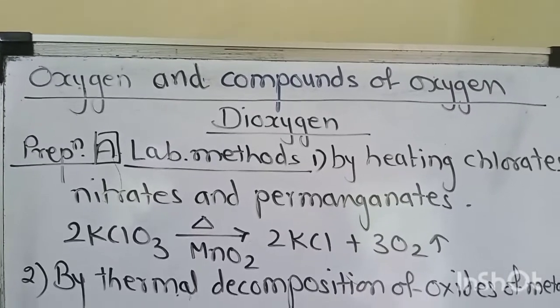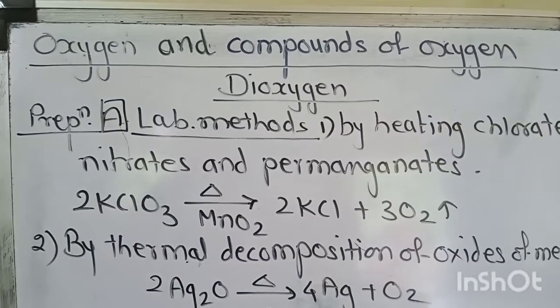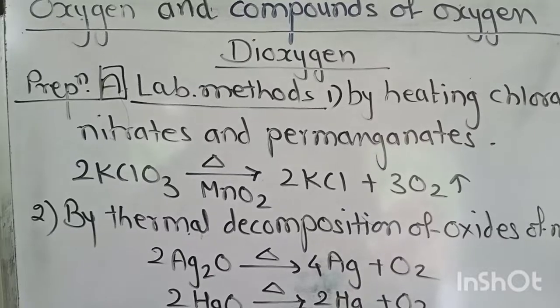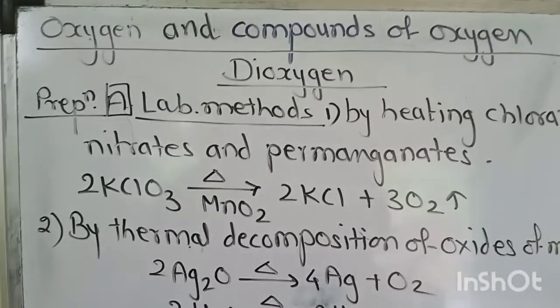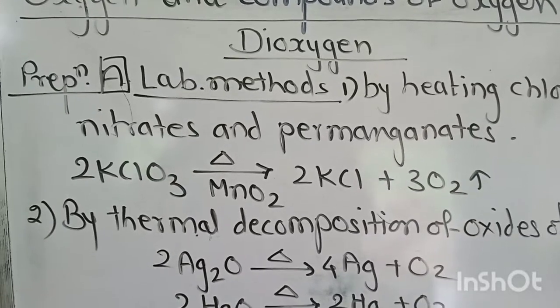This was the omitted portion, oxygen and compounds of oxygen. First, we should study dioxygen. Dioxygen means O2. Why is it called dioxygen? Because the formula is O2, so it is called dioxygen.